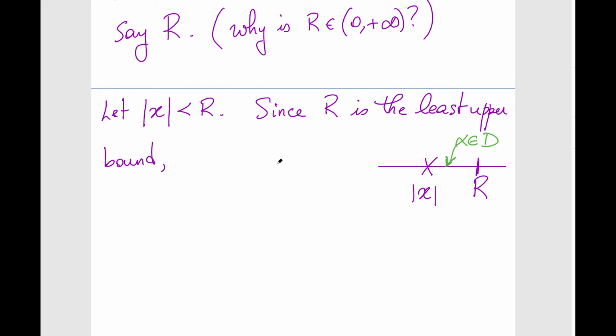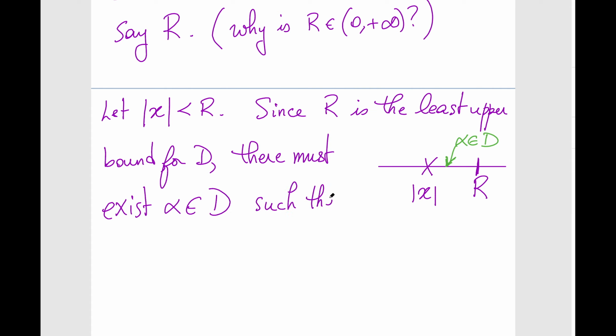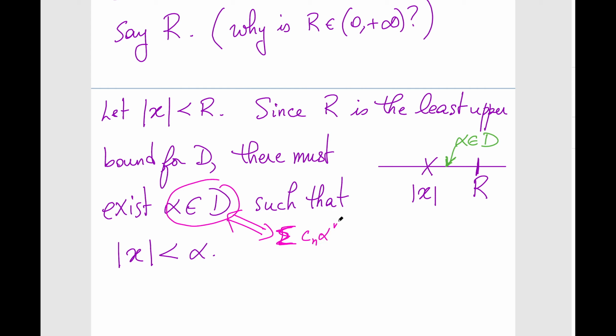Okay, so since R is the least upper bound for D, there must exist a number alpha in D such that absolute value of x is less than this alpha. Correct? And since alpha is in D, it means that the series, if you replace x by alpha, let me write it for you. So this means that this series is convergent, correct?